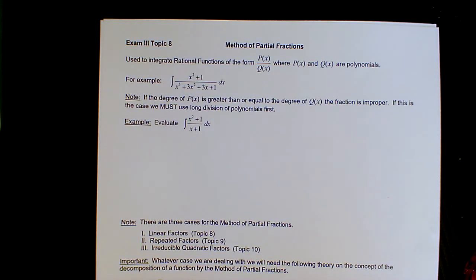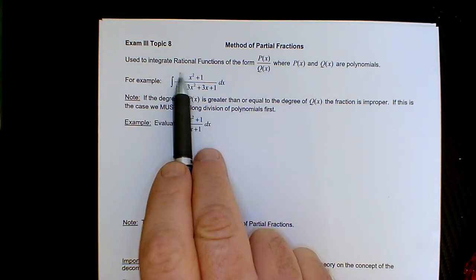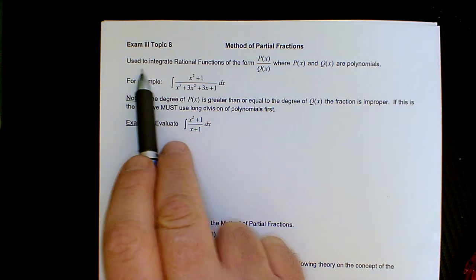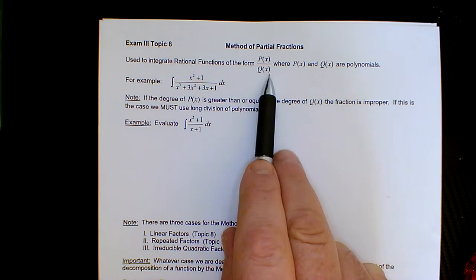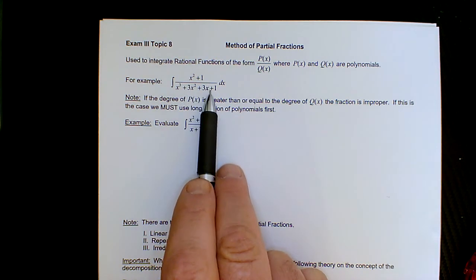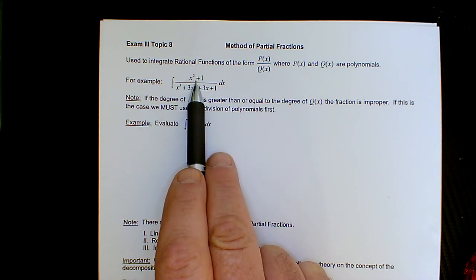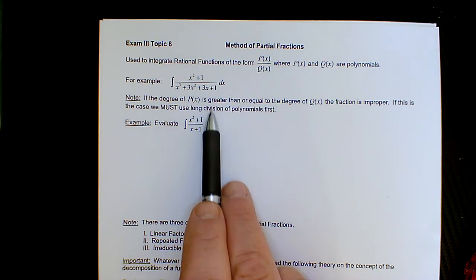Hello everyone, this is topic 8 of exam 3, the method of partial fractions. The method of partial fractions is used to integrate rational functions. So we say p of x over q of x, where p and q are polynomials. Here's an example: basically a polynomial in the numerator and a polynomial in the denominator.